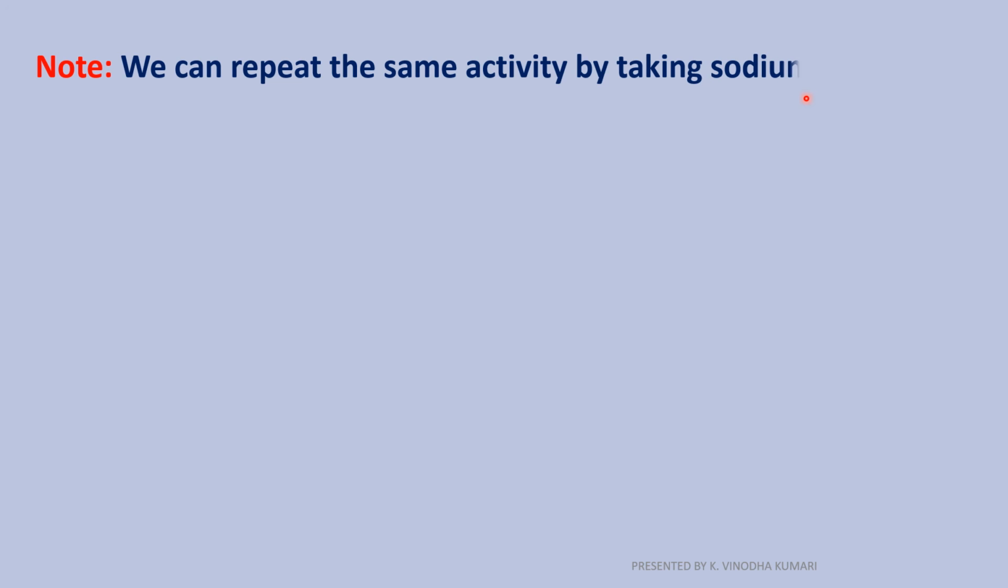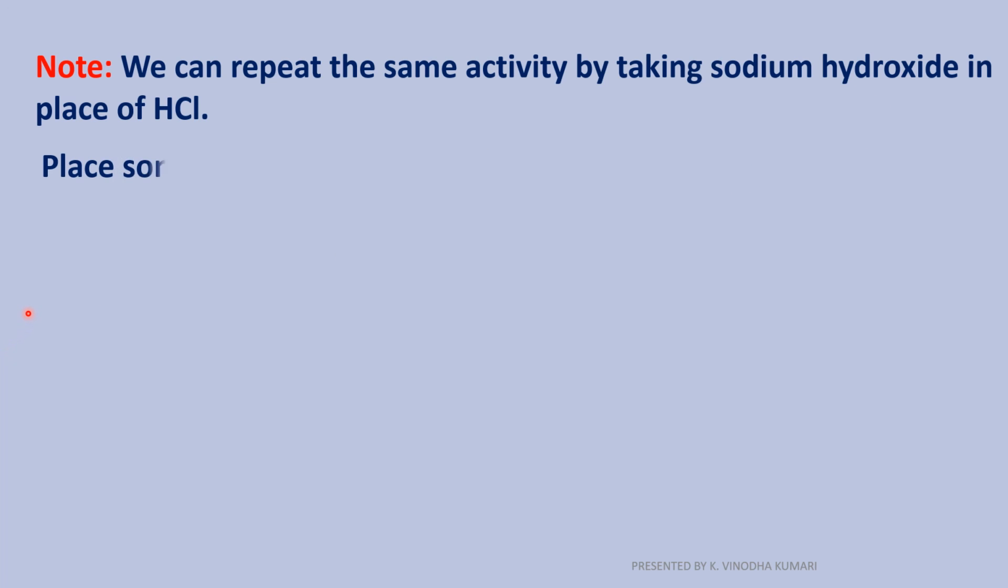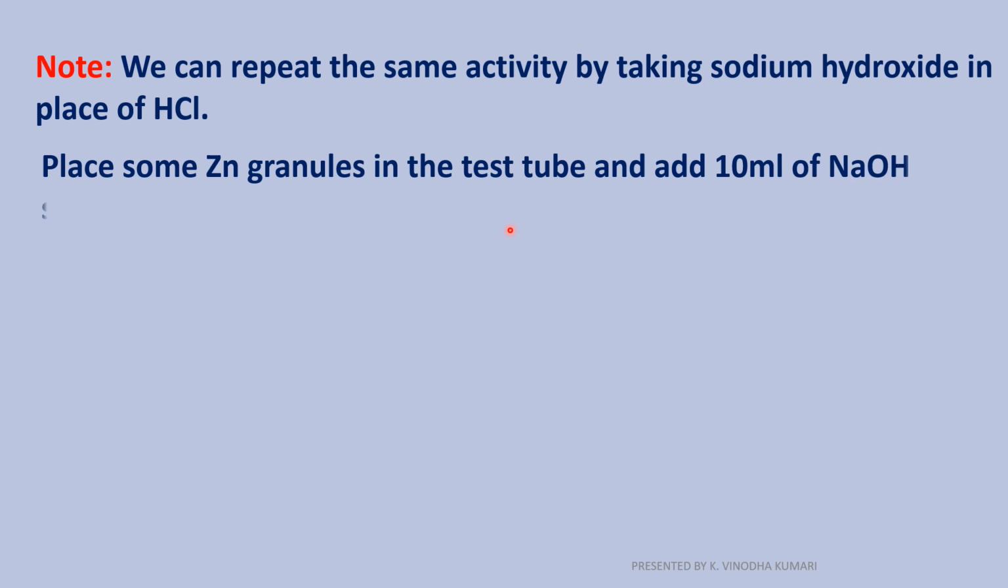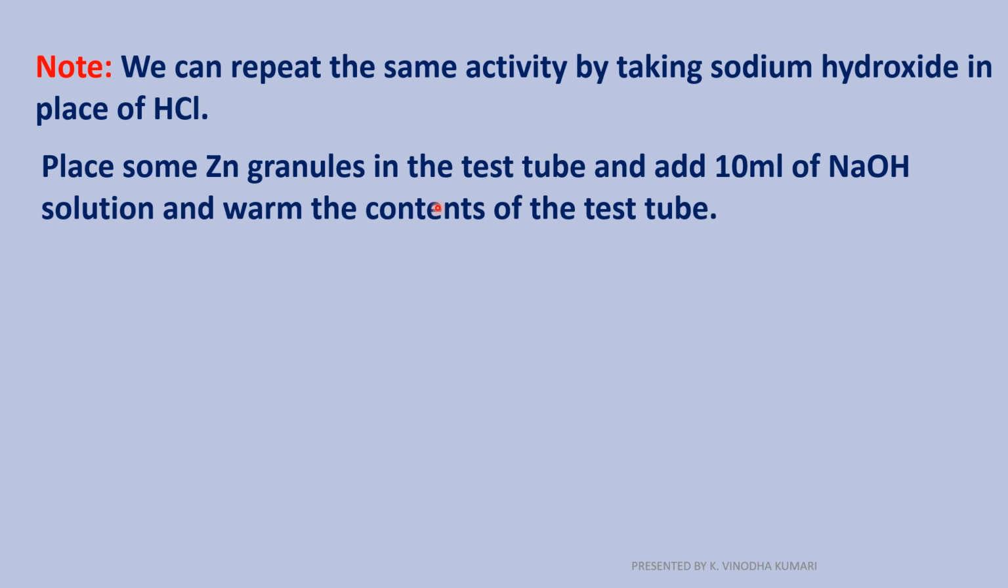We can repeat the activity by taking sodium hydroxide in place of dilute HCl. So we have to make a sodium hydroxide solution, and then take the test tube with the zinc granules, add sodium hydroxide solution to it, and just warm it, and then you will find that the same gas, that is hydrogen gas, is evolved in that case also. So you can repeat the activity by taking sodium hydroxide solution.